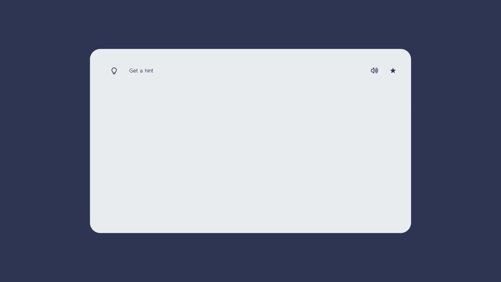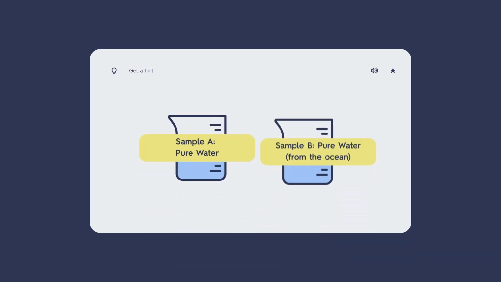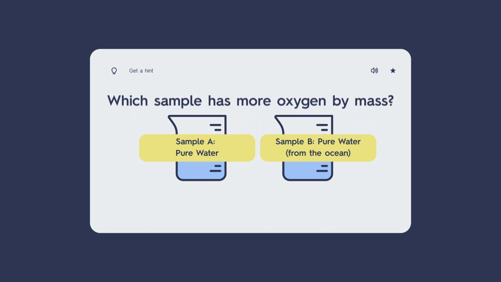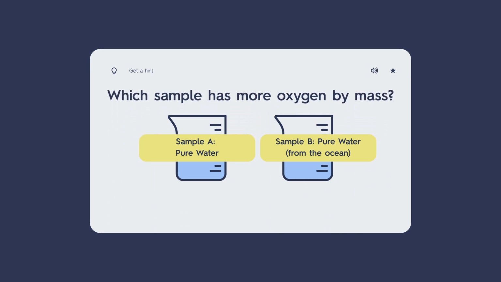Pop quiz. Two samples of pure water, one from a lab and one from the ocean. Which sample has more oxygen by mass? A, B, or the same? Keep that answer in your head. We'll reveal the correct answer later.